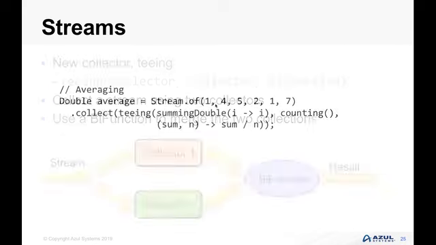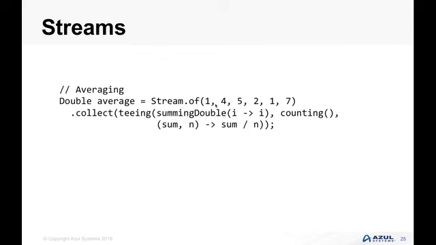To make that a little bit more obvious, let's look at a simple example here. I'm taking a stream of numbers, 1, 4, 5, 2, 1, 7. Then I'm going to pass those into the collect terminal operation, and I'm going to use the new teeing collector. Again, I've statically imported that, so I'm using teeing. The first collector I use is summingDouble, so it will take the values on the input stream and add them all up to give me a total of the values on the input stream.